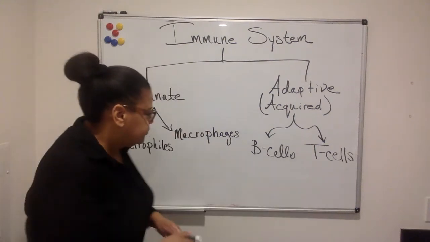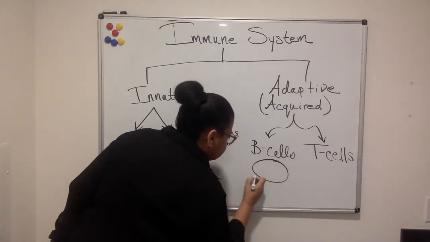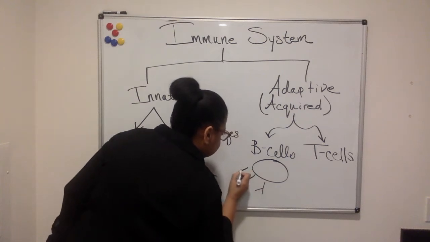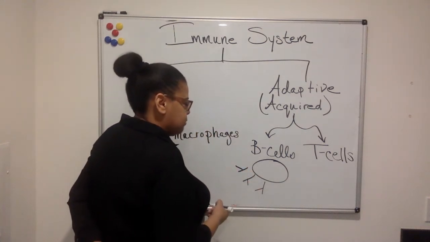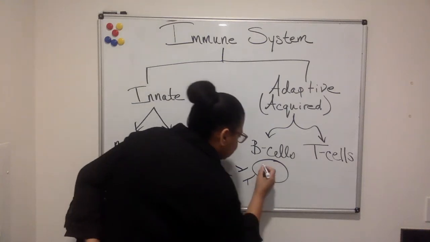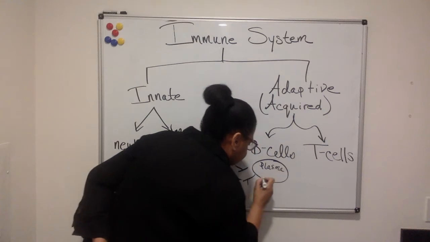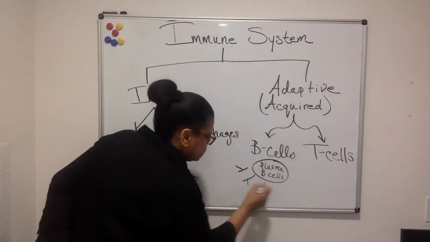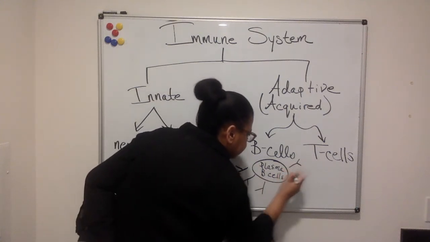These two, the B cells, they actually make antibodies. There's two types of B cells, memory B cells and plasma B cells. The plasma B cells make these things that look like Y's. These are antibodies.